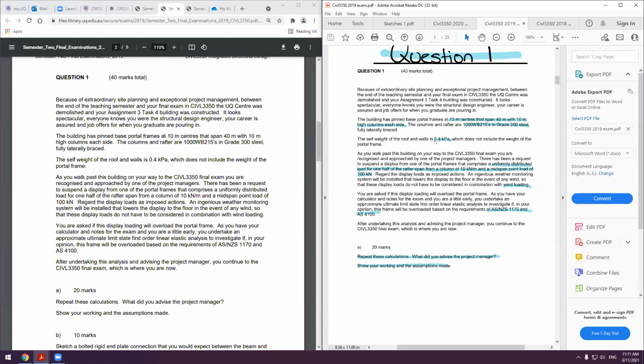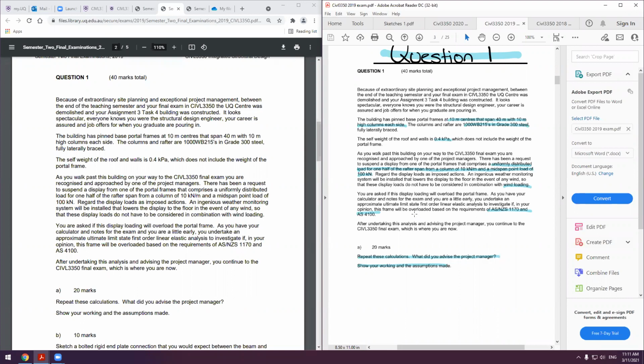So we've been given a pin-based portal frame with 10-meter centers that spans 40 meters with 10-meter high columns on each side, and we're using 1000 WB 215s. That is fully laterally braced. We're doing self-weight of 0.4 kPa, which doesn't include the weight of the portal frame. And then we've got a uniformly distributed load over half of the rafter and a mid-span point load of 100 kilonewtons.